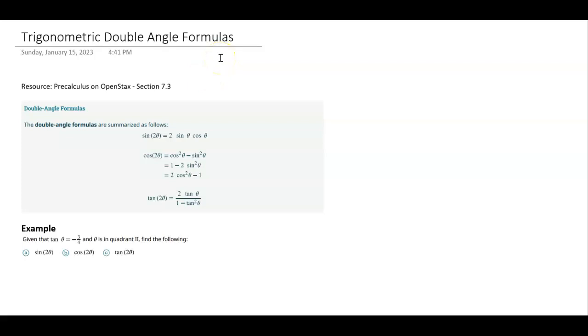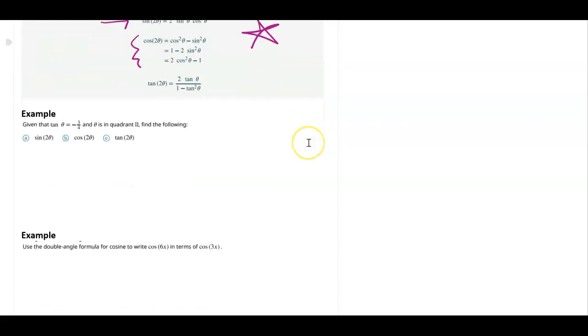All right, so this video is going to be about double angle formulas. They are given to you right here. I would say that it is good to know the double angle for sine, and it's nice to know the ones for cosine, but it's more important to be able to use them appropriately.